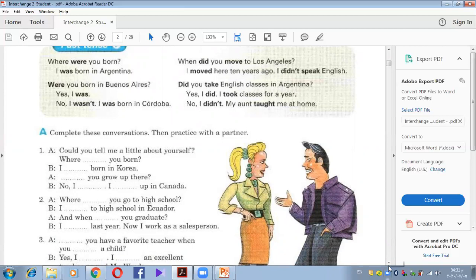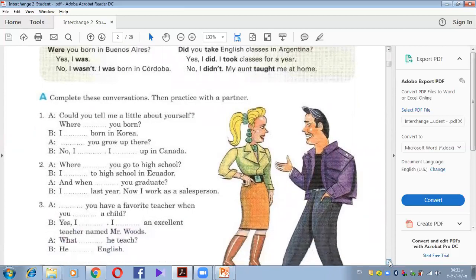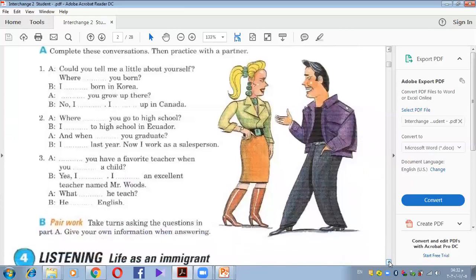So now I want you to have a look at these questions and I want you to try to complete them using the past simple. So could you tell me a little about yourself? Where were you born? So I'm going to say what? Yeah, very good. Where were you born? And the rest is homework as well.